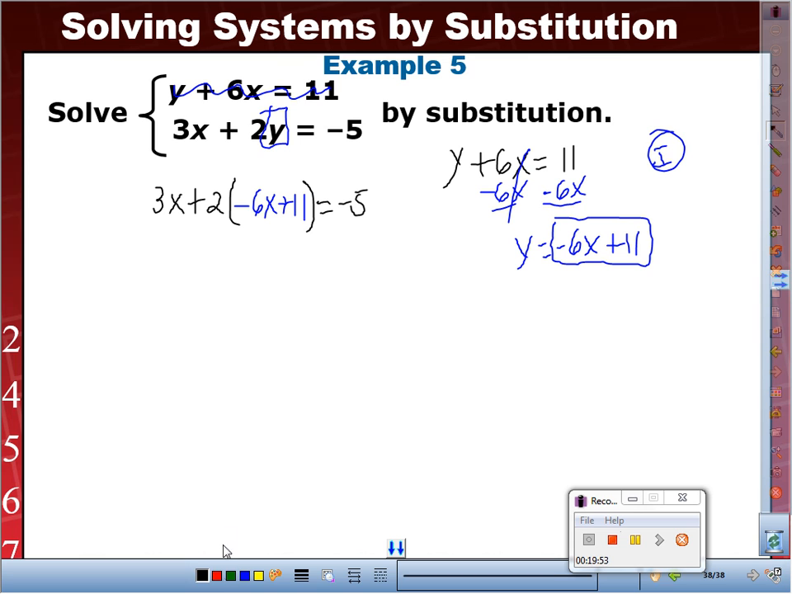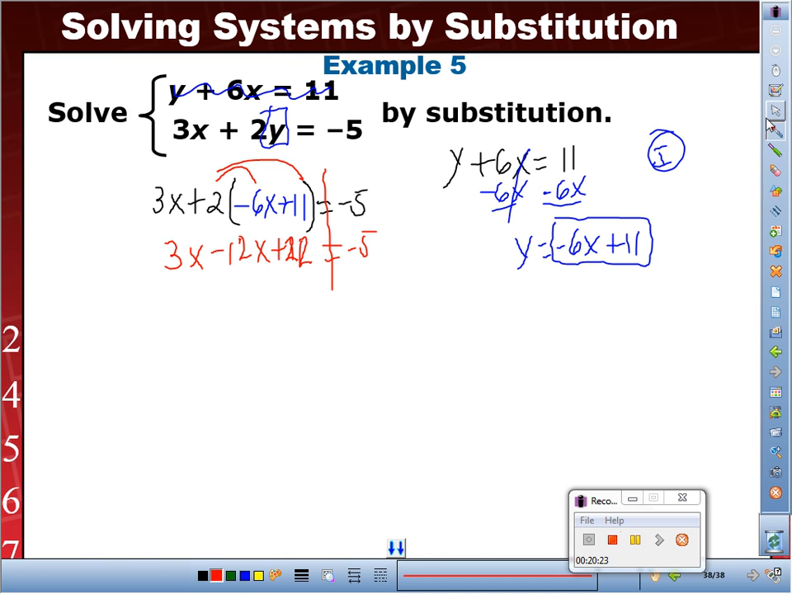So therefore, what do I do from there? Solve for the remaining variable. So what do we do? Distribute. This becomes negative 12x plus 11 equals negative 5. Bring down the 3x. And I'll let you finish from there and see what you get for your solution. Finish it all the way, please. Go. Yeah. Oh, 22, yes. I did that on purpose to see if you were paying attention.